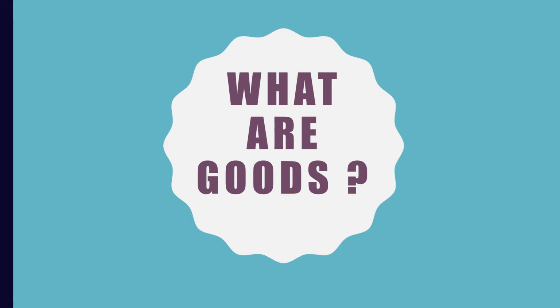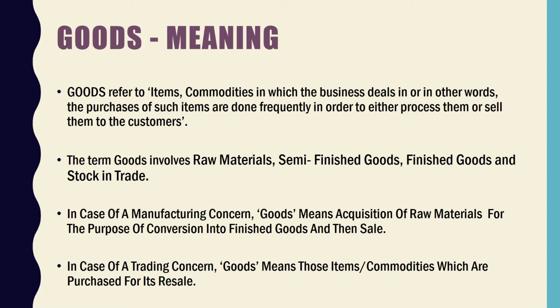So let's start. In business, in daily routine, purchases of goods keep on happening. Purchase of raw materials keeps on happening. Purchase of semi-finished goods keeps on happening. Being a manufacturer, of course you would be needing raw materials, semi-finished goods or semi-processed goods for further processing to convert into finished goods so that you can sell to the customers.